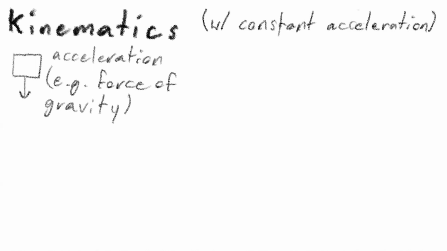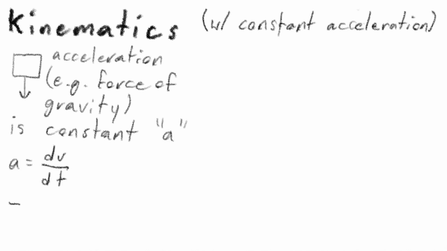Constant acceleration doesn't just arise in the case of gravitational freefall. Later on, we'll see it arise in, for example, objects being pulled by a constant electric force toward some other object.